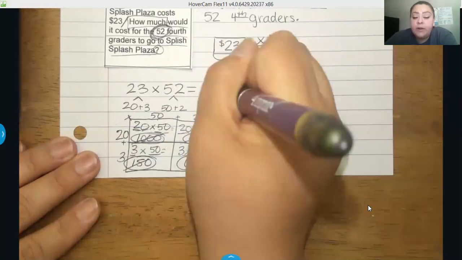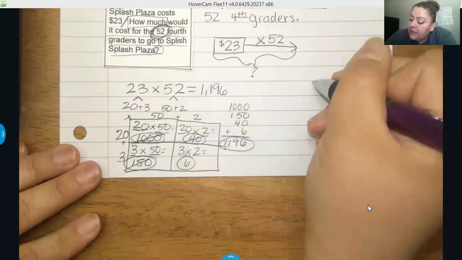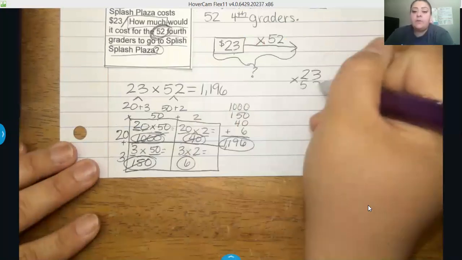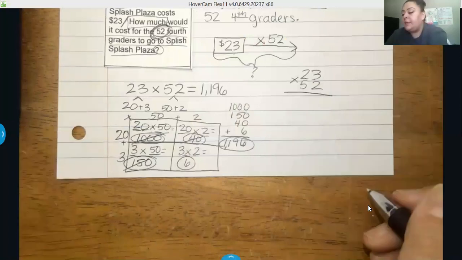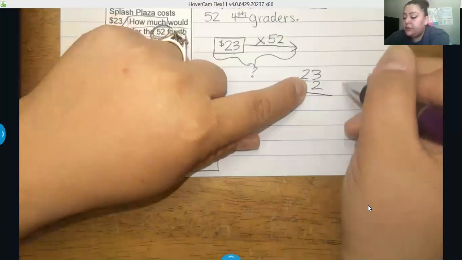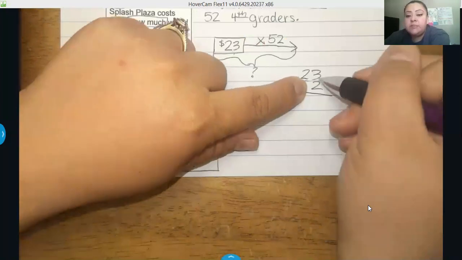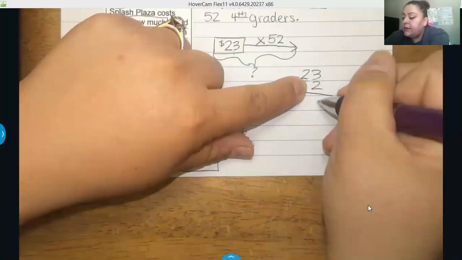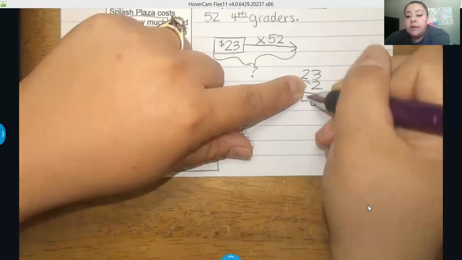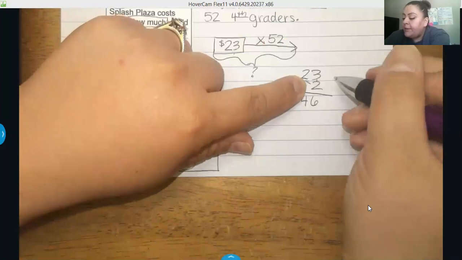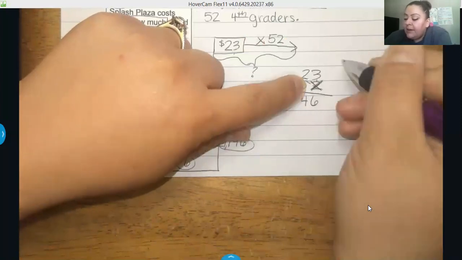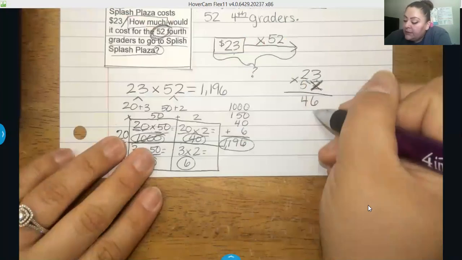Now, let me do it the regular way really quickly so you can see how it's the same. So 23 times 52. Now, when we're doing 2-digit by 2-digit, what we like to do is cover up that 5. And I'm going to do 23 times 2, okay? So we start with our ones place. 3 times 2 is 6. And then 2 times 2 is 4. Okay, I'm done there. Now, I'm getting rid of my 2 because I've already used it. It's gone.